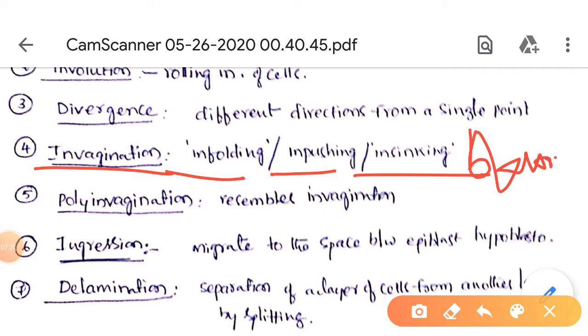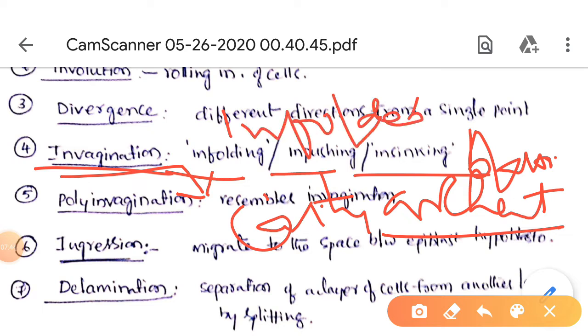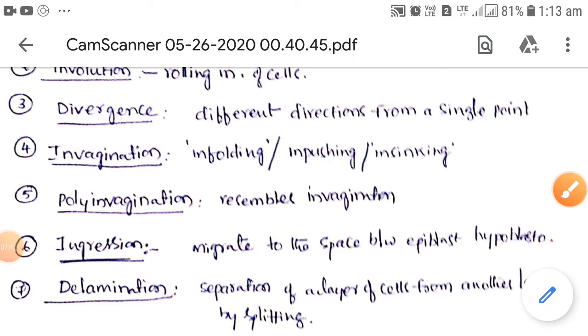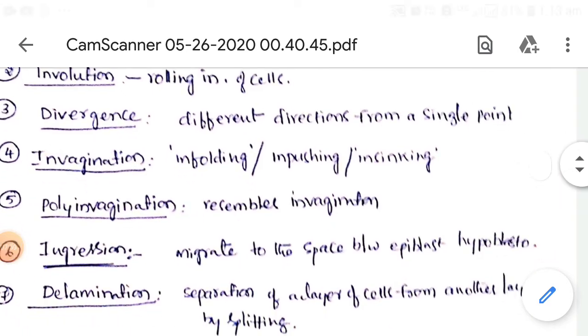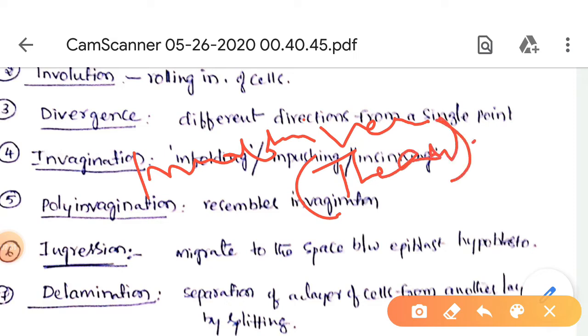So here this invagination process forms a cavity called archenteron. It is surrounded by the enfolded cells. So here the inward migration of the vegetal pole cells, that means from the endoderm, in amphioxus is a good example for the invagination.